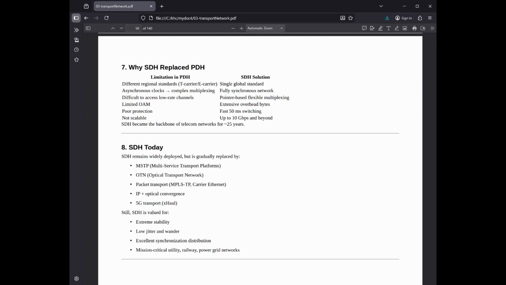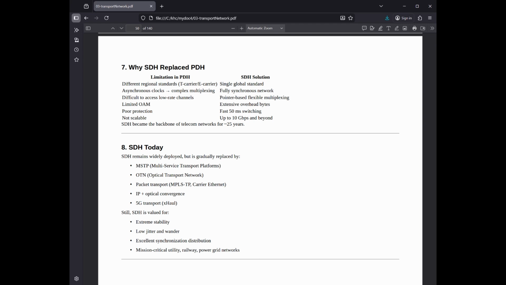Operations, administration, and maintenance, OAM. PDH was a dumb pipe. It had very little overhead, meaning it couldn't tell you much about its own health. If a line failed, engineers often had to physically go to the site with testers to find the break. The SDH solution: SDH reserves about 5% of its bandwidth specifically for overhead. Performance monitoring: it constantly checks for bit errors. Remote management: an operator in a central office can configure a circuit thousands of miles away without touching the hardware. Order wire: it includes dedicated voice channels for technicians to talk to each other between stations.